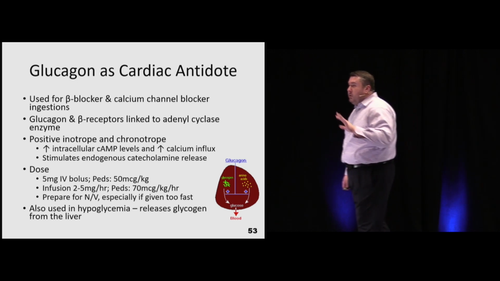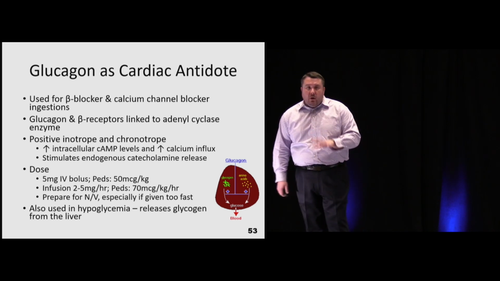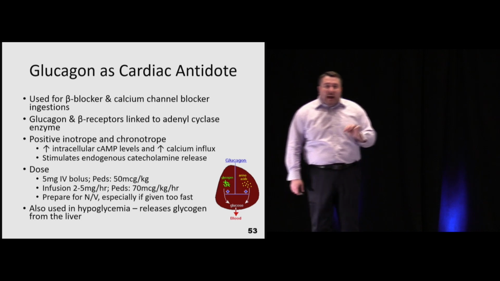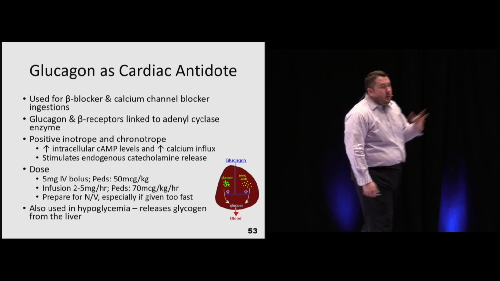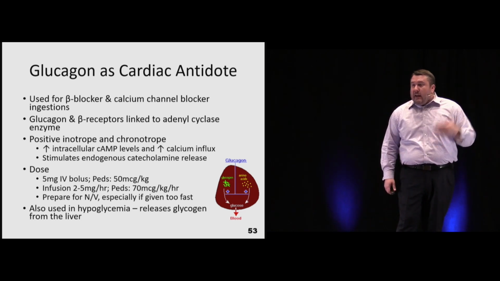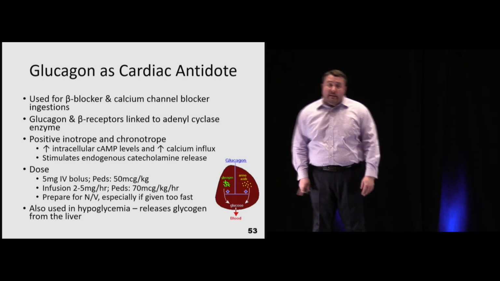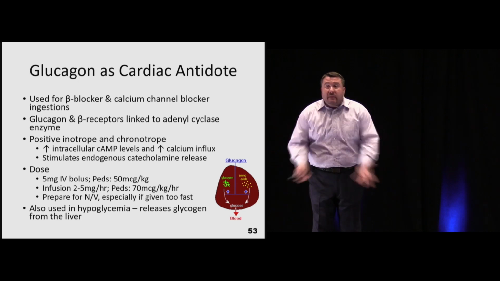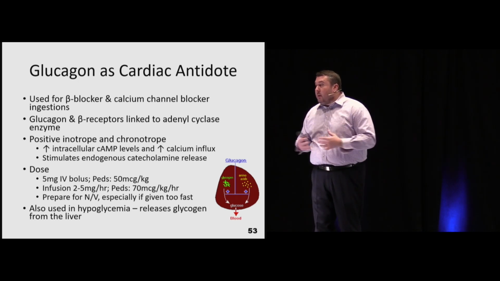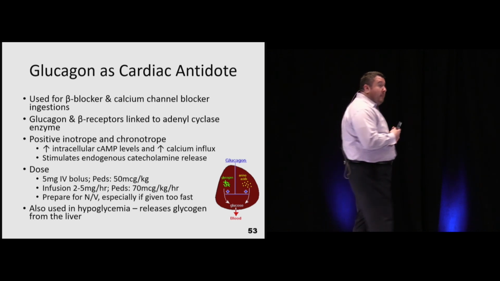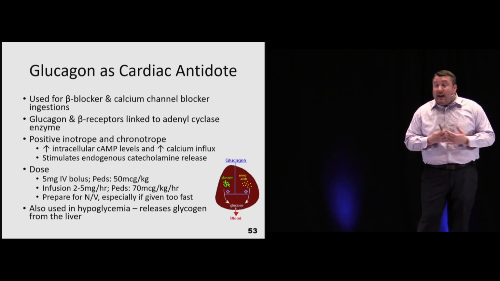Glucagon allows us to stimulate the beta receptor without using the beta receptor. The glucagon pathway is parallel to the beta pathway, and giving glucagon allows us to stimulate that, activate adenylyl cyclase, and give us some stimulation without using the beta receptor. Glucagon works pretty well. Anybody ever given IV glucagon or had it given?